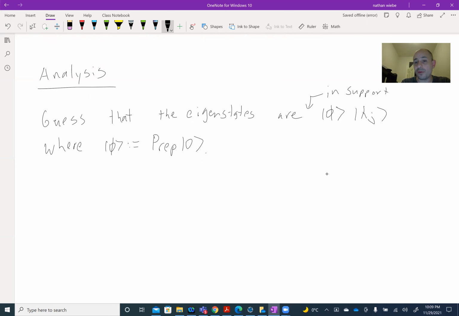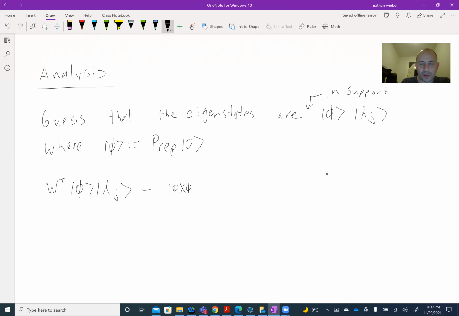The way we're going to find the other vector, which we are theorizing will span the two-dimensional subspace that this phi lambda j is in, is the following. We're just going to use Gram-Schmidt orthogonalization. So we're going to take a look at W dagger acting on phi lambda j minus the projection of this onto the original state.